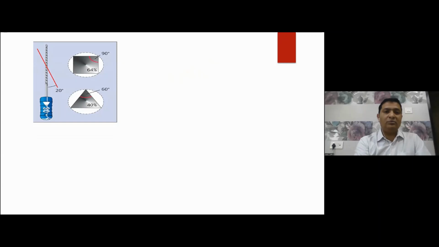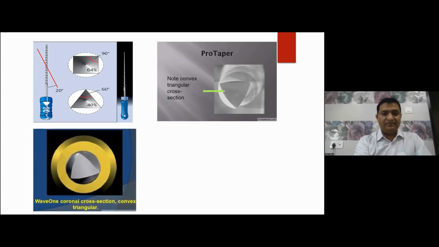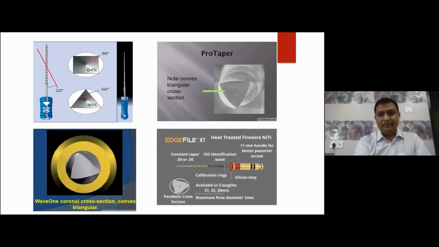This is the cross-section of hand instruments like the K file and H file. This is the cross-section of ProTaper, a convex triangular cross-section. Wave 1 shows a similar convex triangular cross-section. But the Flexicon has a parabolic cross-section, which prevents the expulsion of debris beyond the apex.